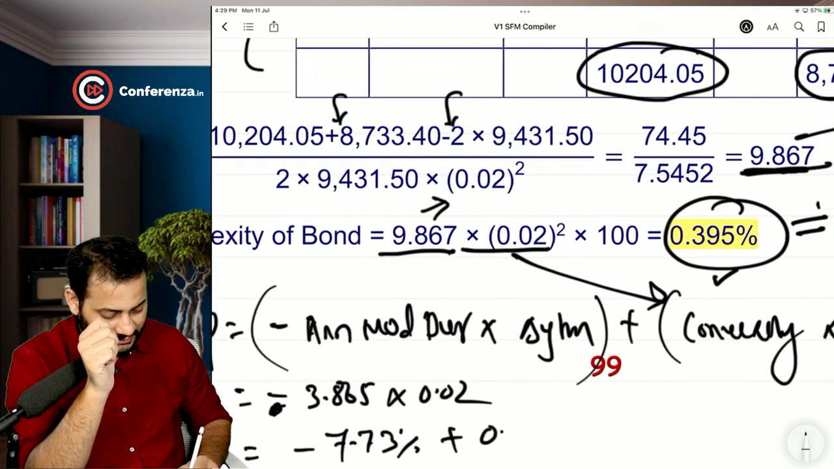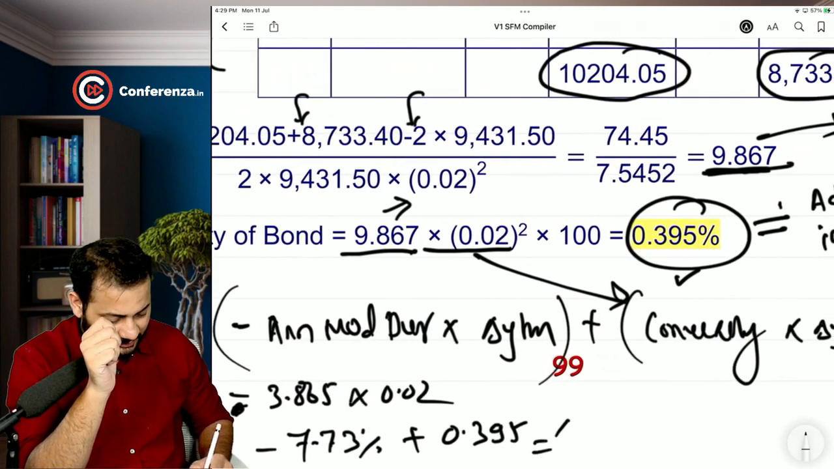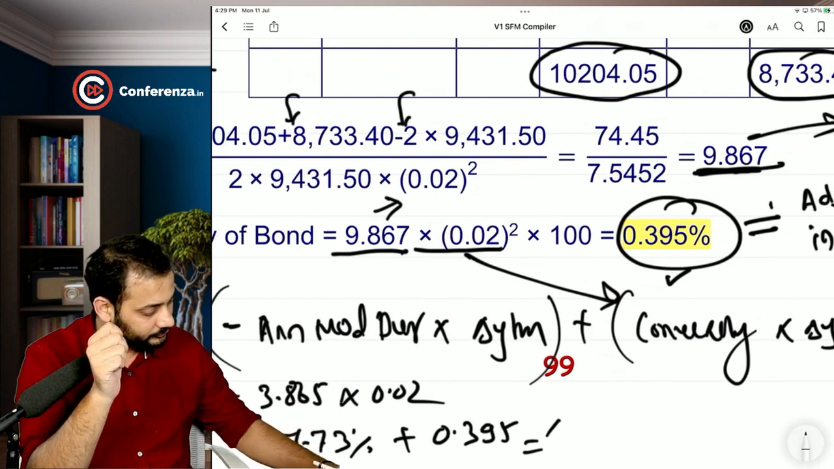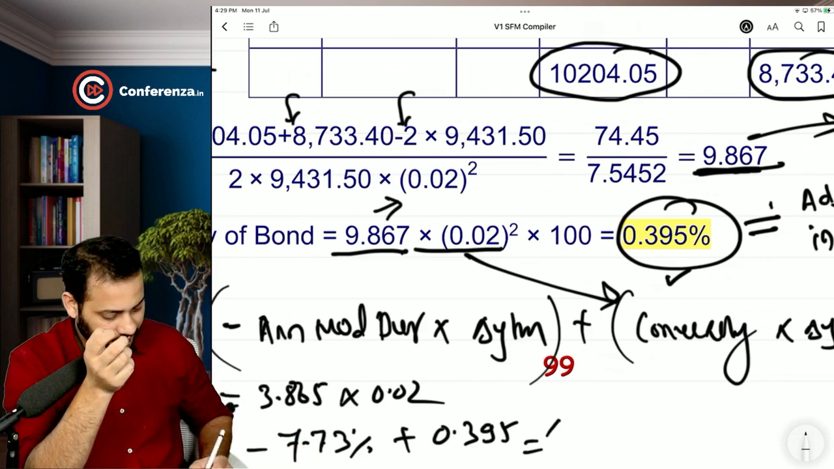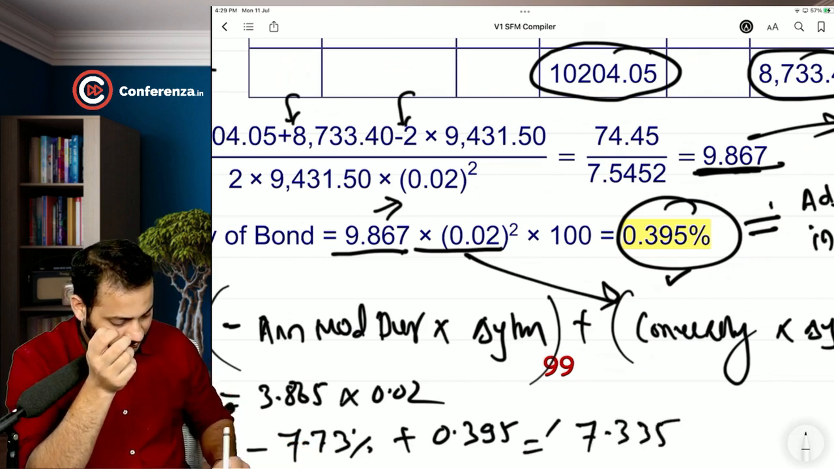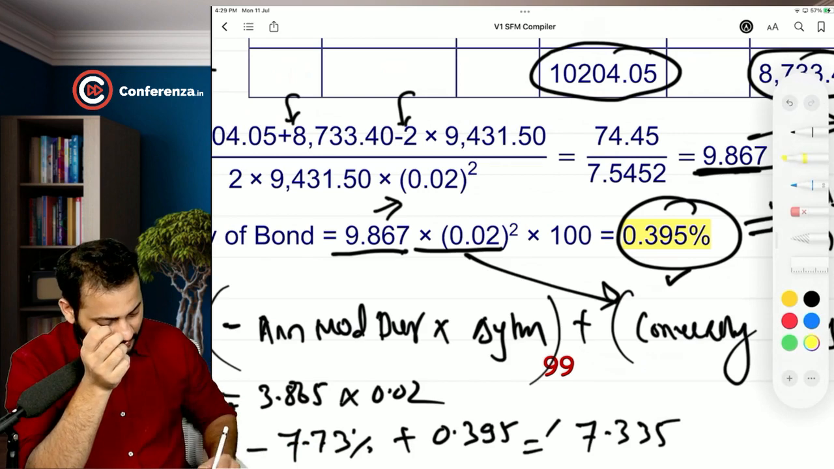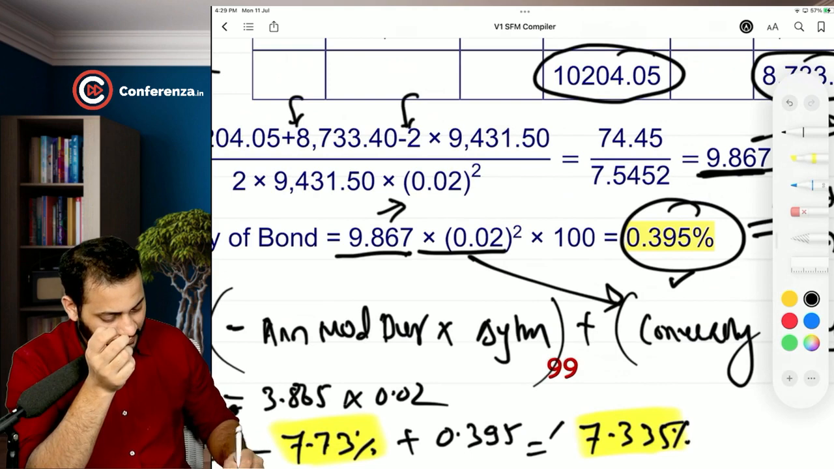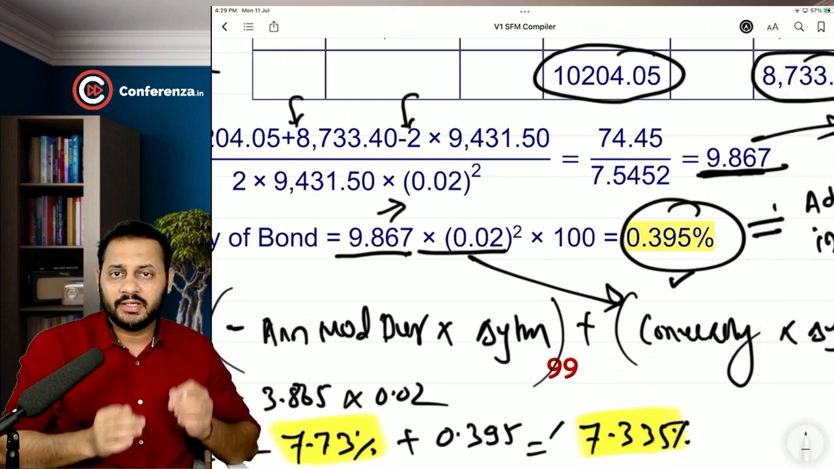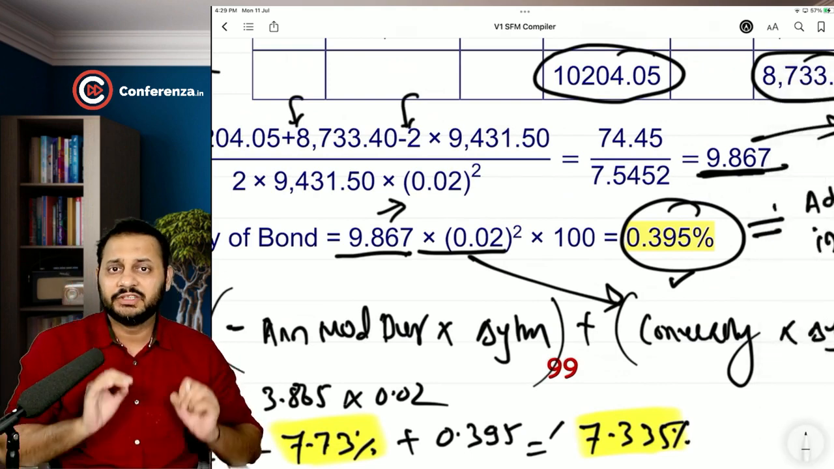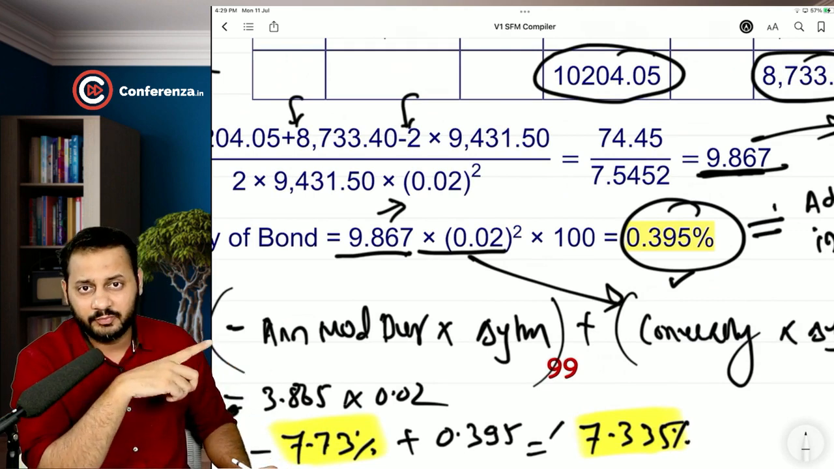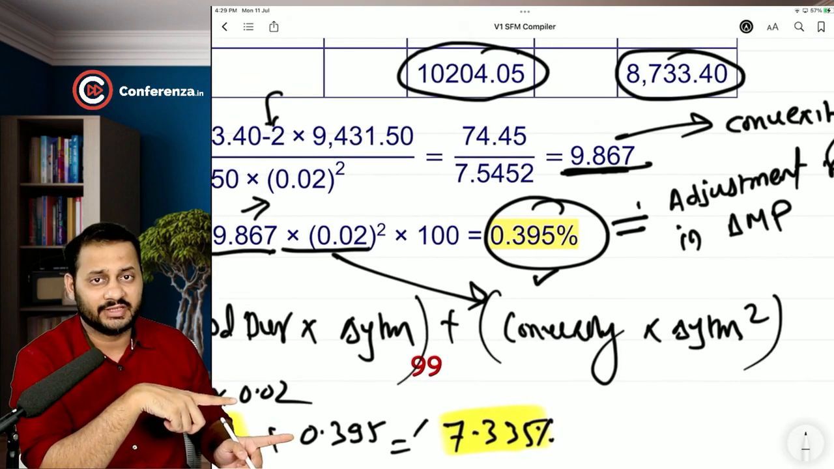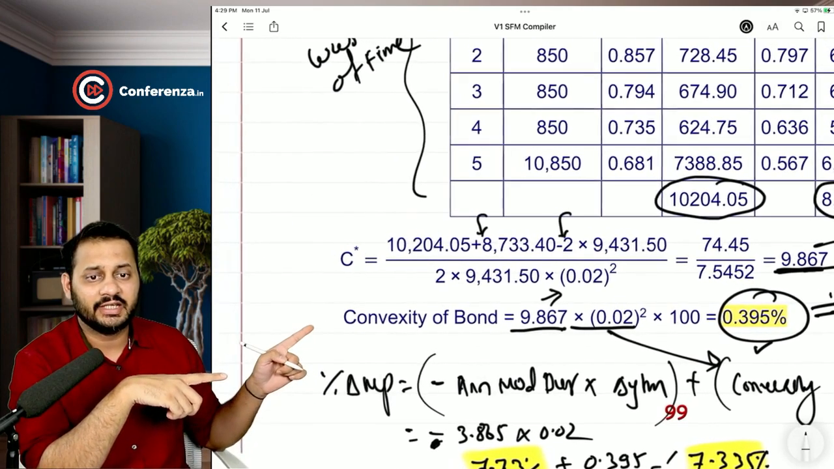So once you adjust this 0.395, the answer will be 7.335%. Understand the difference between these two: 7.335% and 7.73%. 7.73% is the plain answer given by the volatility method, which we say is inaccurate. The accurate one is 7.335% after the adjustment of convexity. So this is called the convexity adjustment.